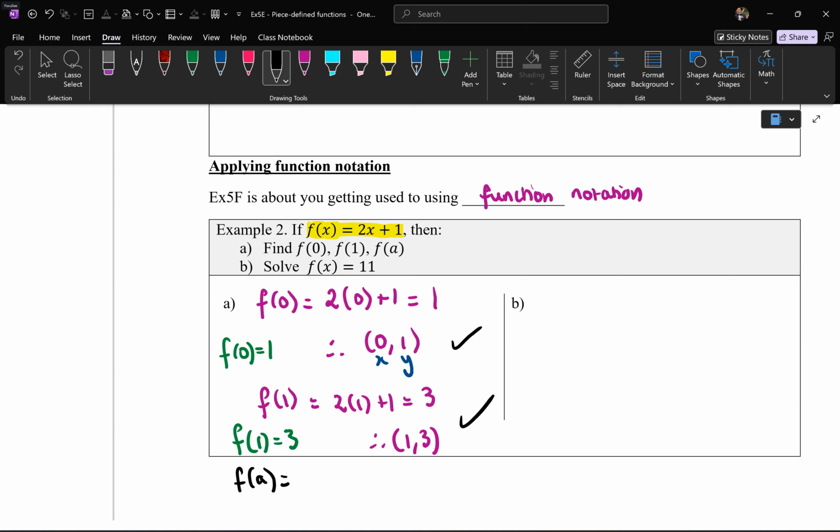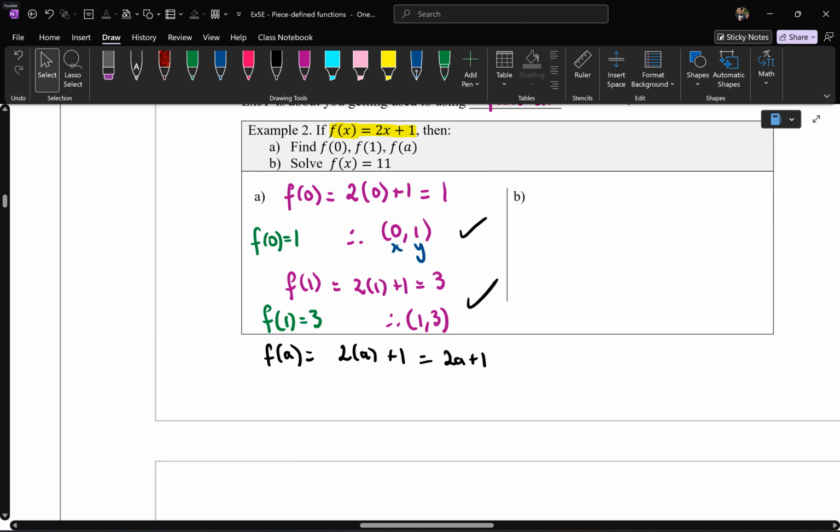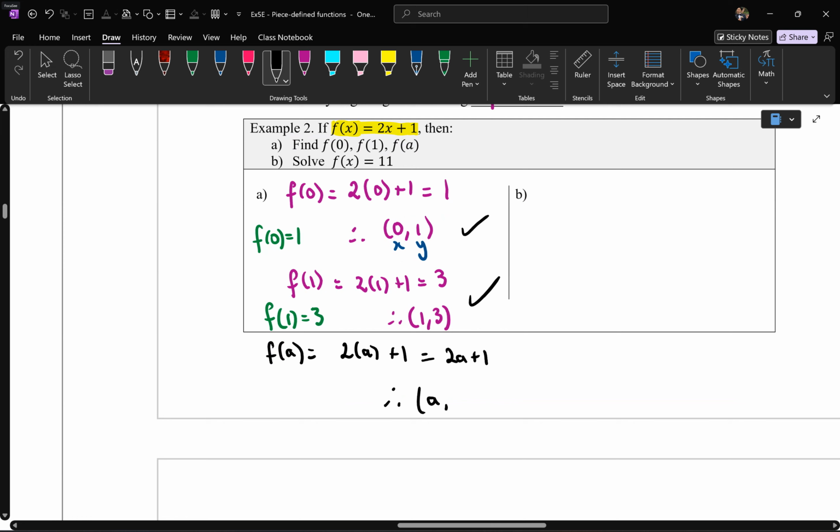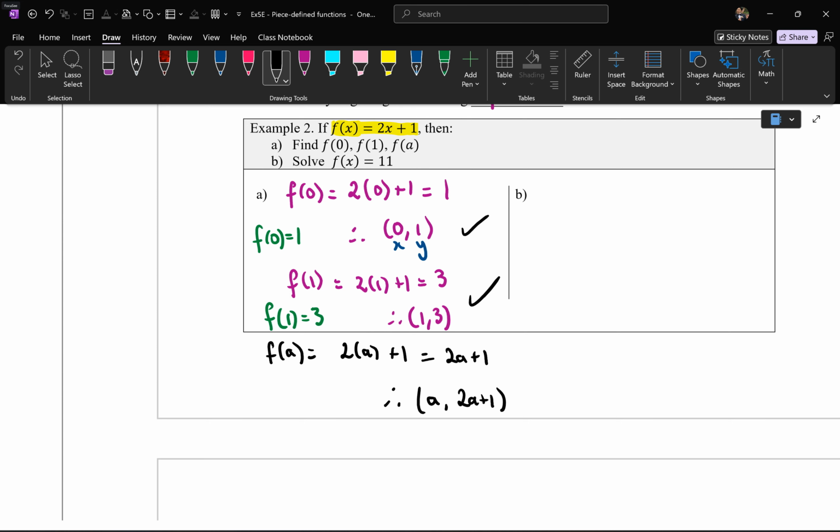Yeah, literally. Exactly the same technique I just did. Where there's an x, put in a. Well, then it'll just be 2 times a plus 1, and that just gives me 2a plus 1. All it means is that when you sub in a as your x coordinate, your y coordinate is equal to 2a plus 1. That's all it means. Okay, so you just have to be able to relate the two. This is what you're doing in 5F, practicing the notation.